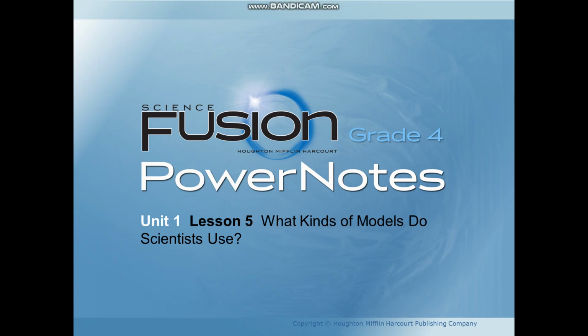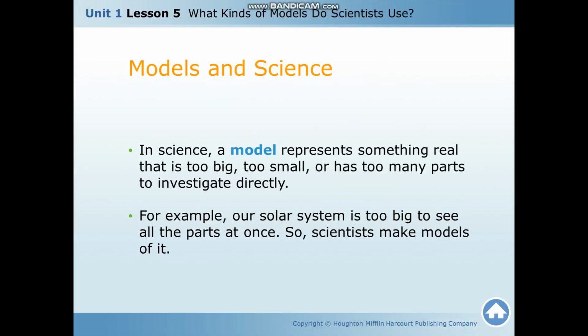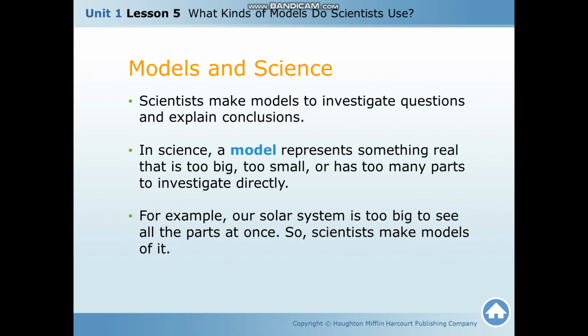What kinds of models do scientists use? Models in science. Scientists make models to investigate questions and to explain conclusions. So again, scientists use models in order for the questions to be answered and explain conclusions. In science, a model represents something real that is too big, too small, or has too many parts to investigate directly.